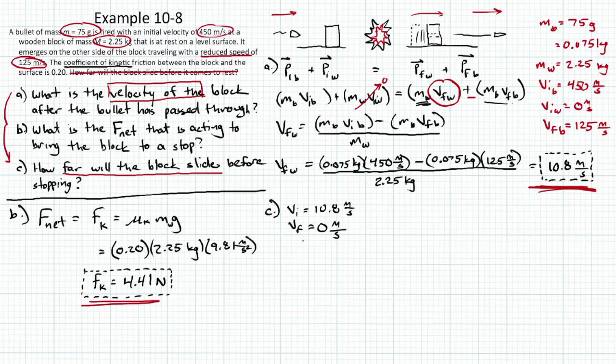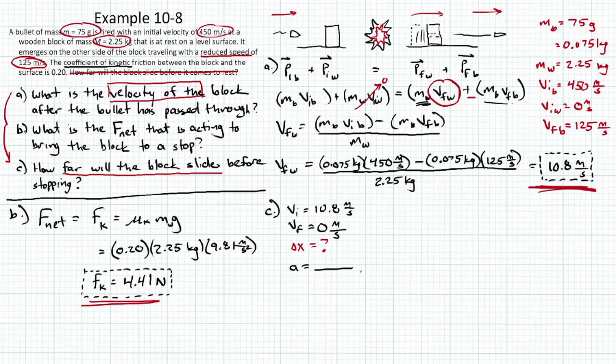We don't know, and I'm going to write this in red, delta x. How far will it slide? Okay, we don't know that. We don't know really anything about time, how long it takes to slow down. But one thing we could do is we could solve for the acceleration. The acceleration, or really it would be deceleration, right? Because this block is slowing down.